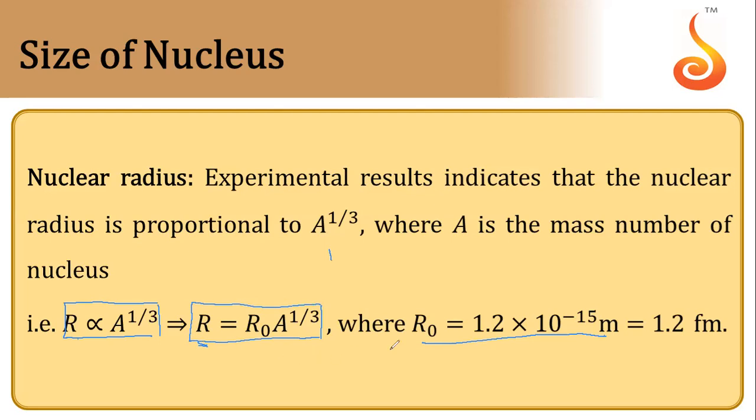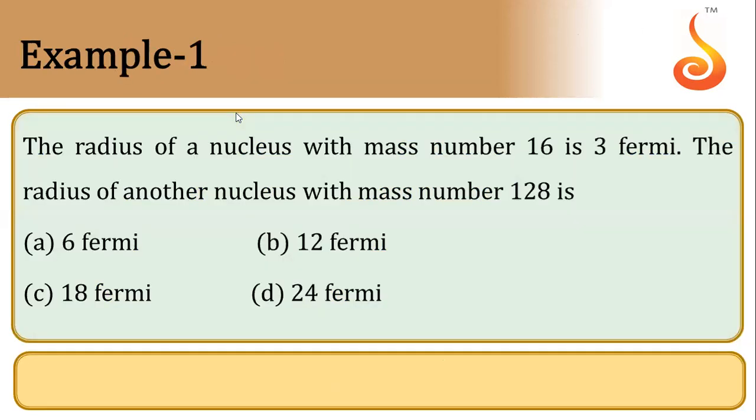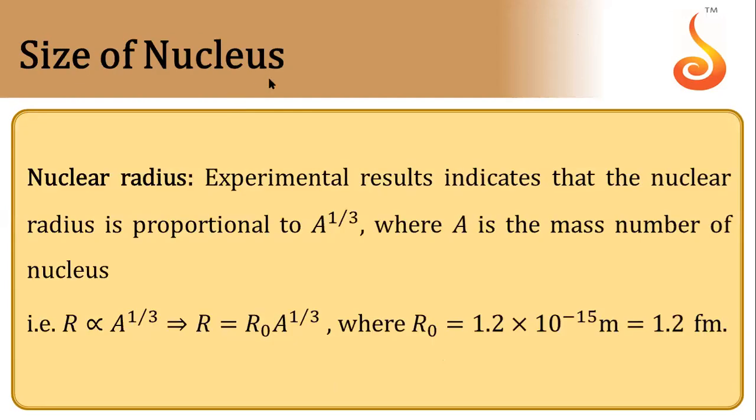Assuming that the nucleus is spherical of radius r, if someone asks you to calculate the volume of the nucleus, the volume will be 4 by 3 pi r cube. So volume will be 4 by 3 pi into r naught cube into A, because the whole cube of this will give you r naught cube into A. So that's how you calculate the volume of the nucleus. So that's all. Now we'll solve numericals based on this concept.